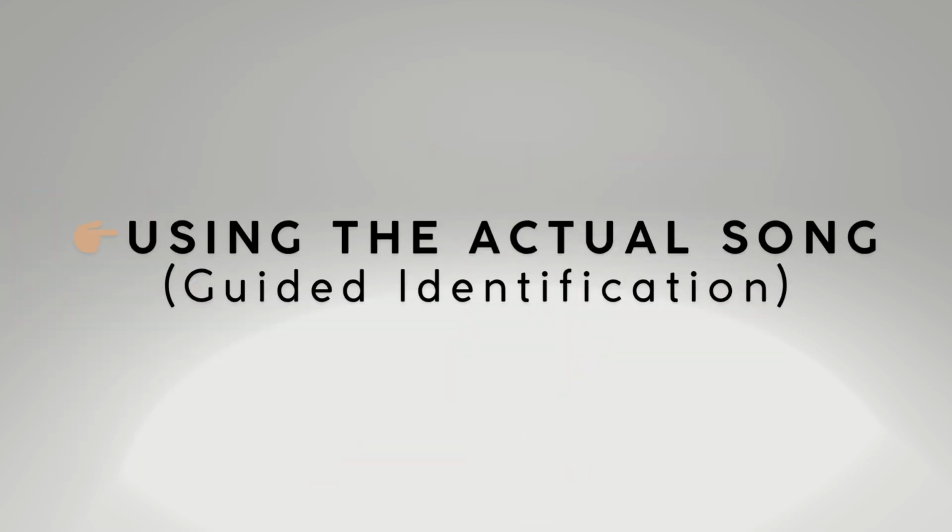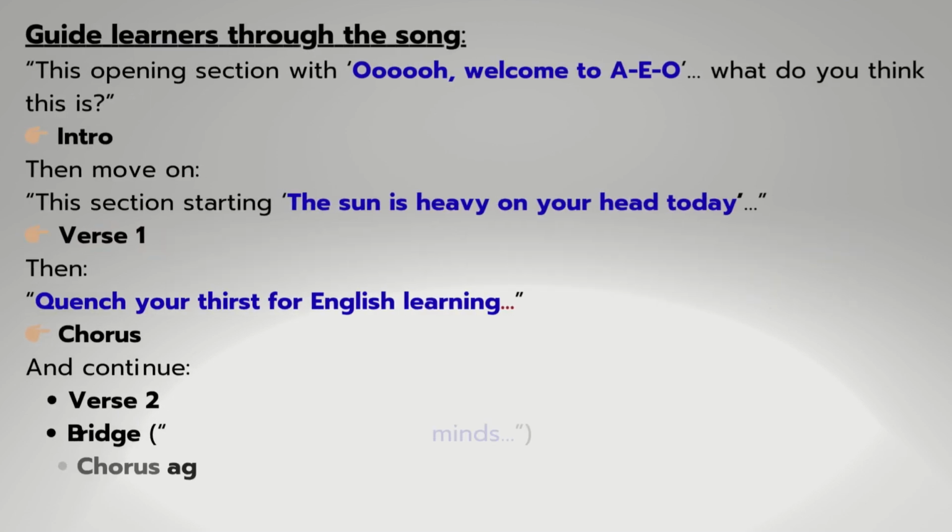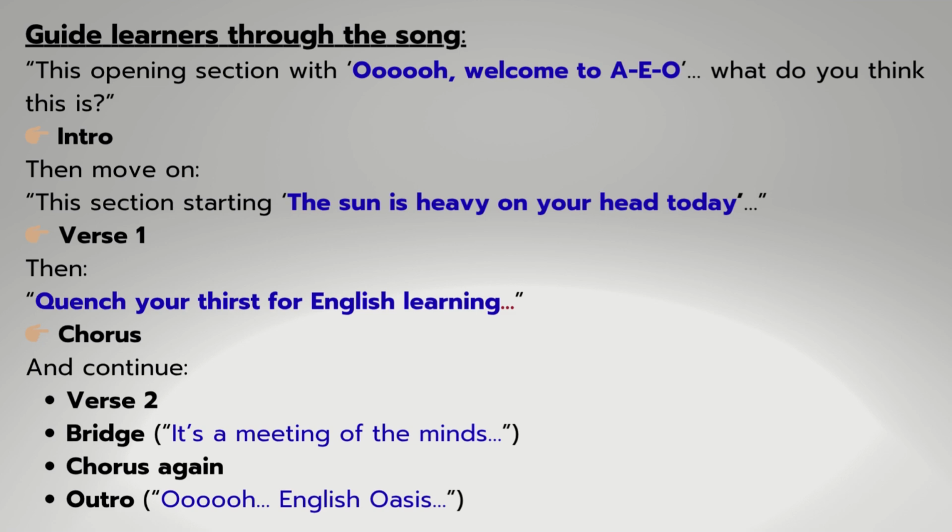Next, you guide students through the song more explicitly. You might begin by playing the opening lines, "Ooh, welcome to AEO," and ask students what they think this section is. At this point, you can confirm that this is the intro. Then you move on to the next section, beginning with "The sun is heavy on your head today," and guide them to recognize this as the first verse.